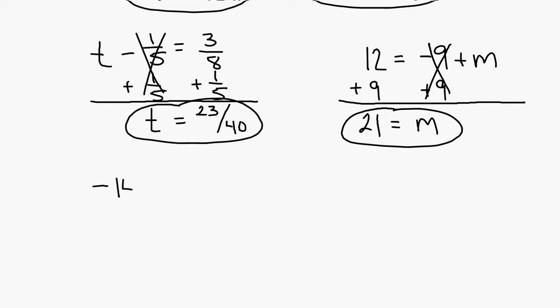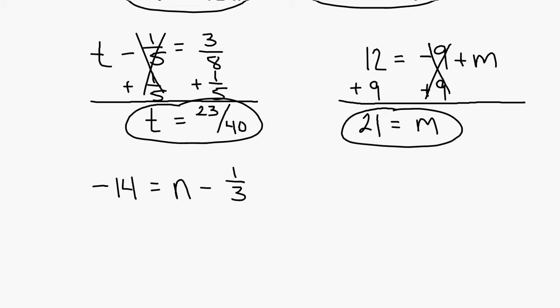Negative 14 equals n minus 1/3. Any volunteers for the first step? Let's share the wealth a little bit. How about somebody on the right side of the class? This side over here.